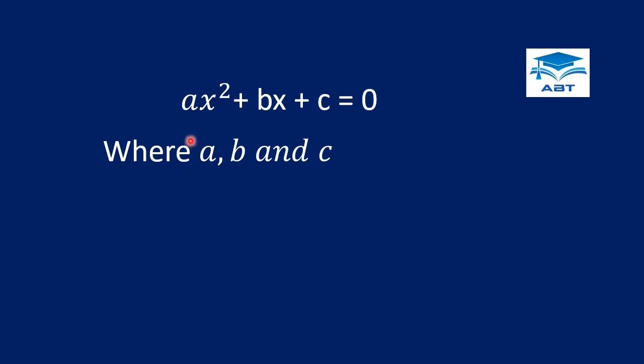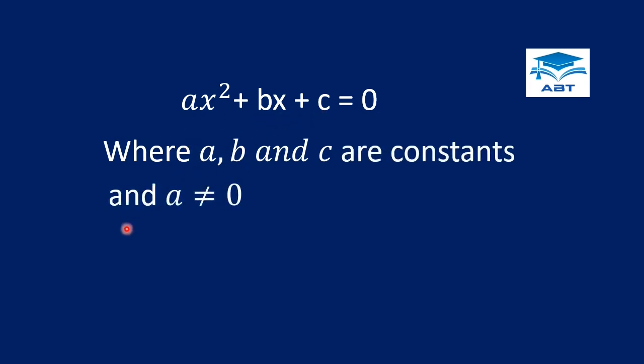First of all, what is a quadratic equation? A quadratic equation is an equation of the form ax squared plus bx plus c is equal to 0, where a, b, and c are constants and a is not equal to 0. Let's take one example of a quadratic equation and see how we can solve it by completing the square.